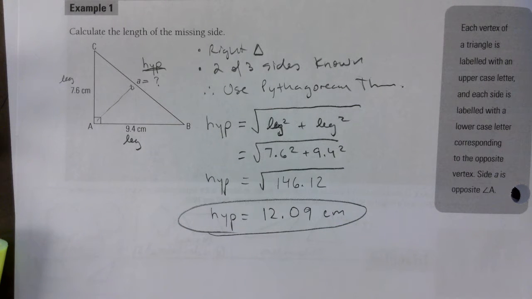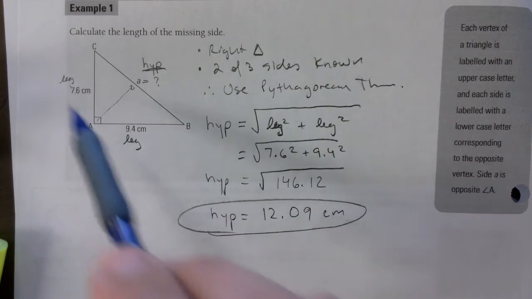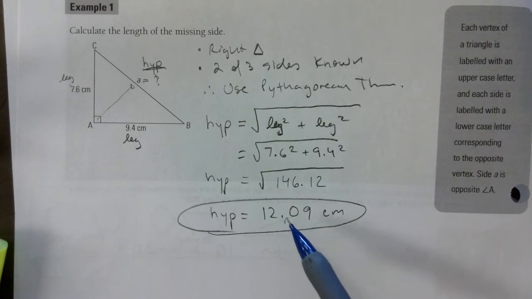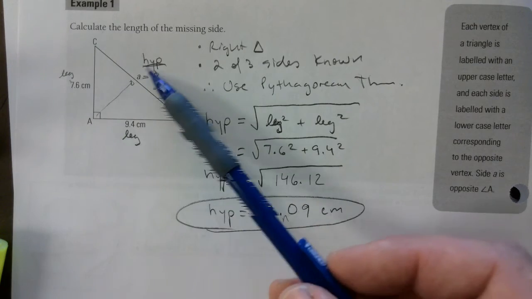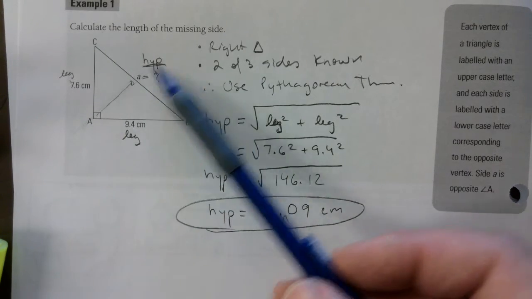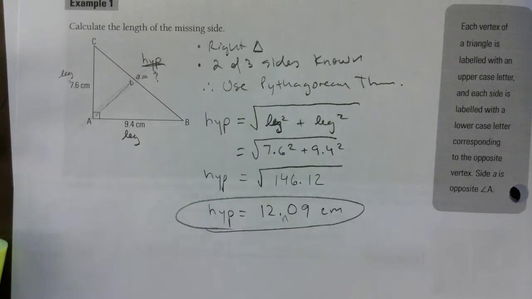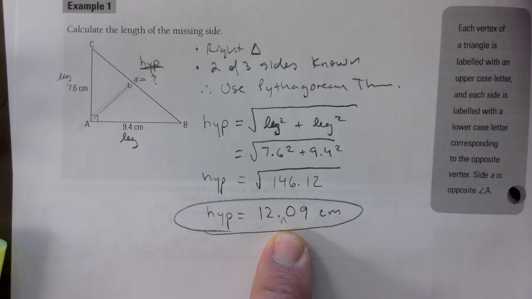Same old. By the way, this is now an SSS. You can use cosine law to solve all angles. You can also use sine law because you have a pair, right? You could use sine law to find all angles. You can do that now if you wanted to, but we're going to stop there.